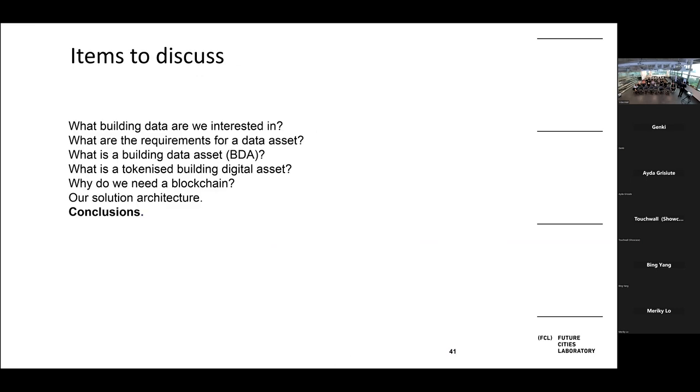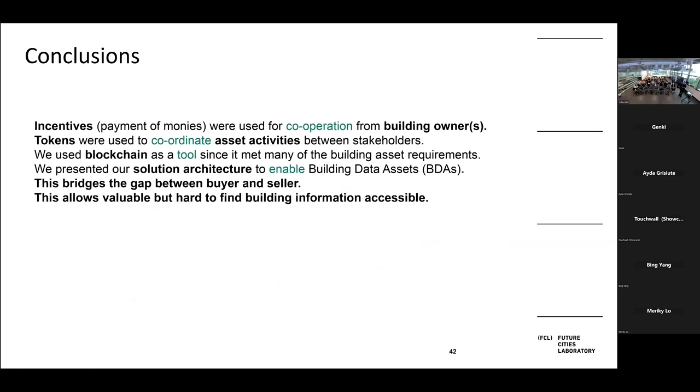And just to conclude, the incentives, which is the payment of money, were used for cooperation from the building owners. And the tokens that we use in our ecosystem are to coordinate the asset activities between the various stakeholders. And the blockchain, we use it as a tool, since it meets many of the building asset requirements that we had seen earlier. We presented our solution architecture to enable building data assets. With this, we are able to bridge the gap between the buyer and the seller, and it makes valuable but hard to find building information accessible.